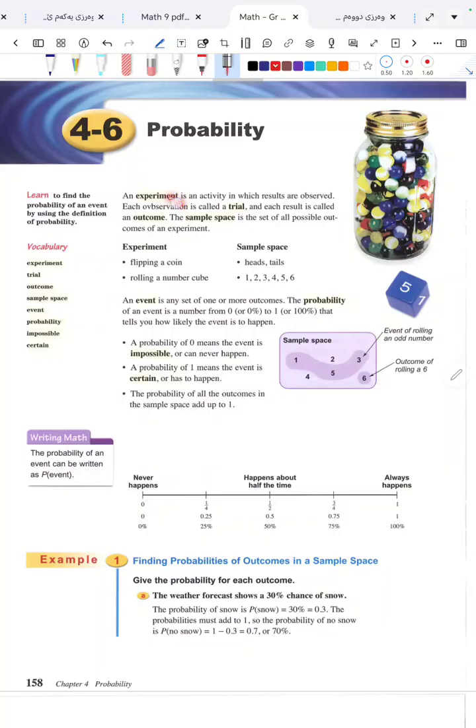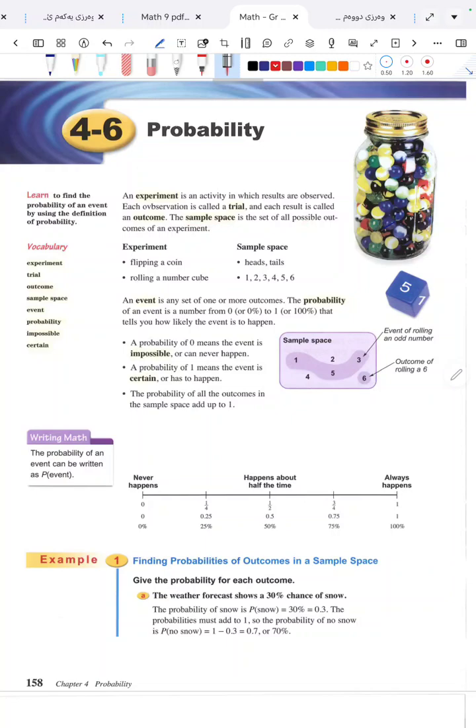An experiment is an activity in which results are observed. Each observation is called a trial and each result is called an outcome. The sample space is the set of all possible outcomes of an experiment.